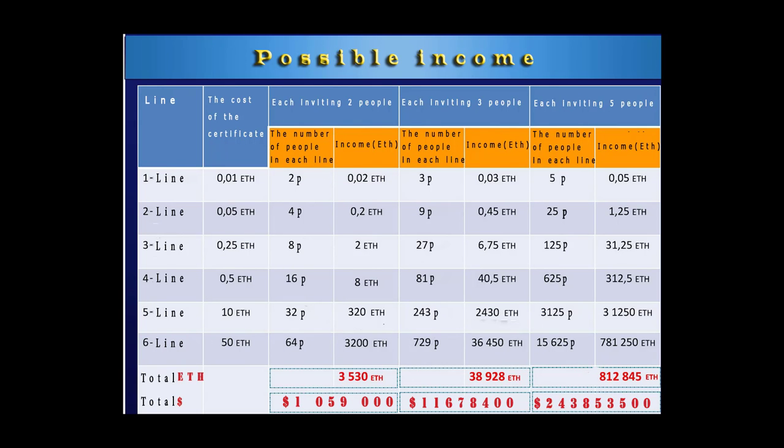Please take a look at this graph, the graph of possible income. In the first column, you will see that this person has invited 2 people only. The 2 people invited another additional 2 people each. In the third line, those people invited another additional 2 people each. Now you have 8 people altogether. On the fourth line, the 8 people invited 2 additional people each. You have 16 people. Then you have 32 people. And in the end, you are left with 64 people. This is only inviting 2 people each.